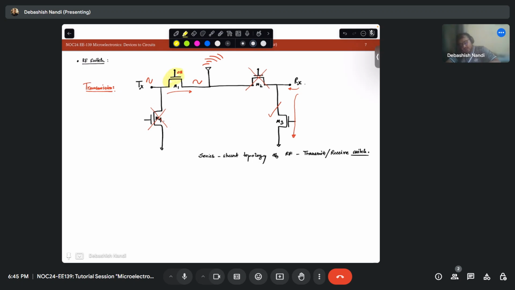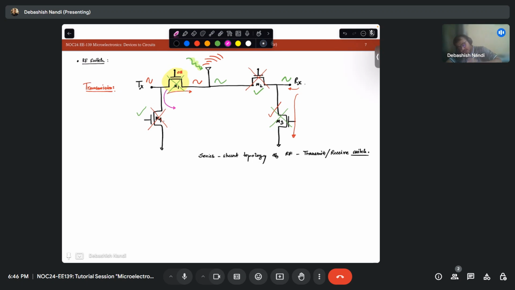By the way, the receiving happens in just the reverse fashion. In the receiving case, your M2 and M4 will be on and your M1 and M3 will be off, so that the receiving signal, let's say some signal is coming in this way, then this will be off, and this will be on, and this will be on. The receiving is happening in the same fashion. So what is happening?